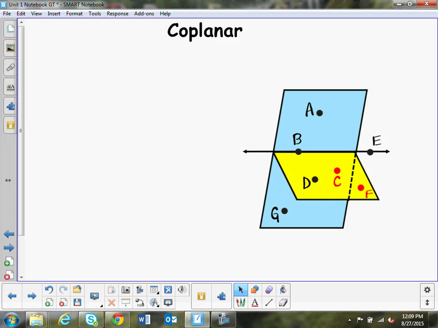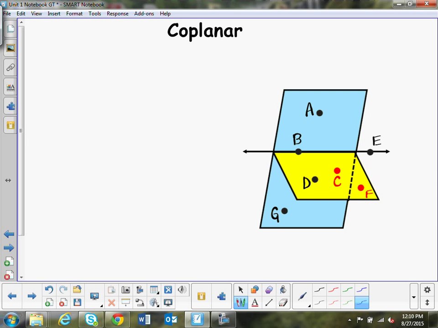Okay, so here's a picture of 2 different planes. There's a blue plane and then there's a yellow plane. Okay? I'm going to call somebody. Second period struggled with this, by the way. I'm going to call somebody.